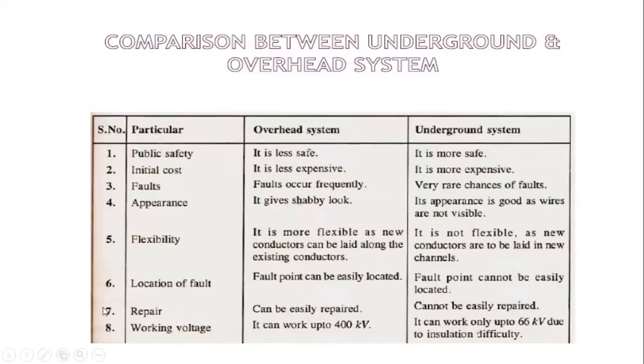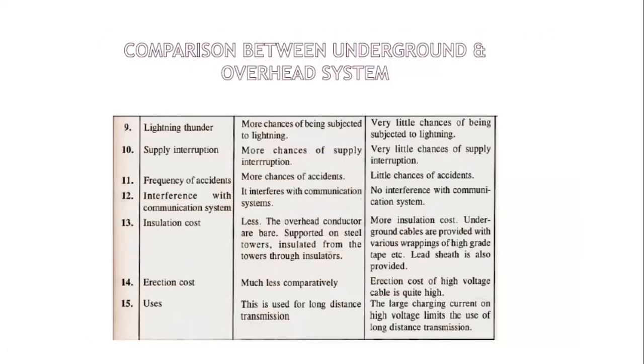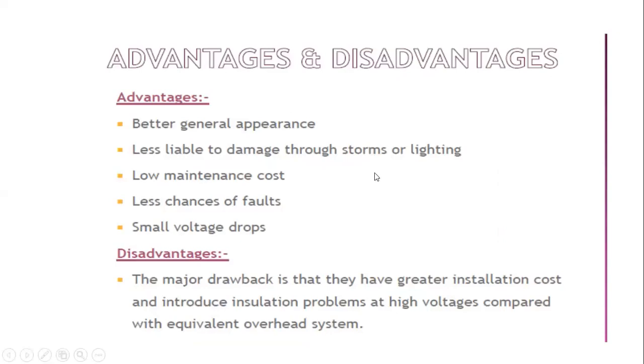In the overhead systems, the faults and the location of the faults are easily obtained. Similarly, in the overhead systems, there is more chance of interruptions, and frequent accidents are obtained, whereas in underground systems there are few chances of accidents. And insulation cost is very low for overhead. For the underground system, we require more insulation cost. And these are the various differences between the underground and the overhead systems.